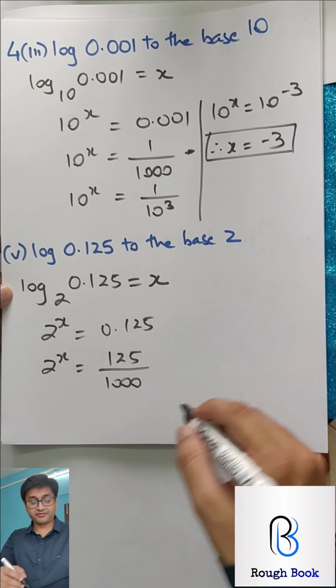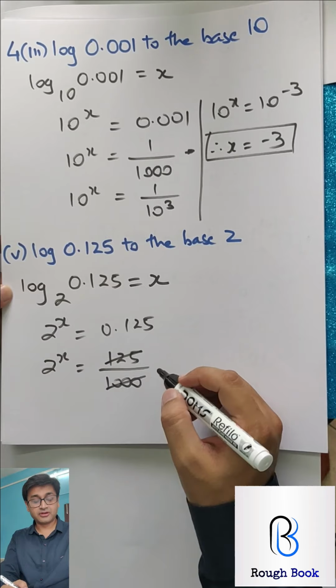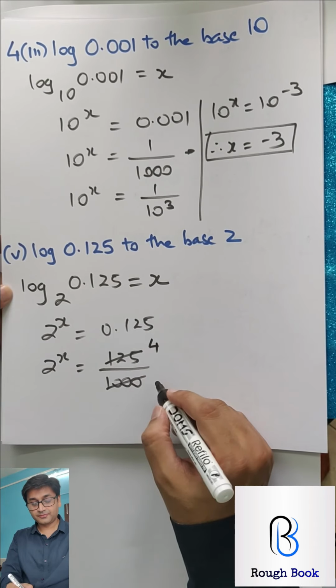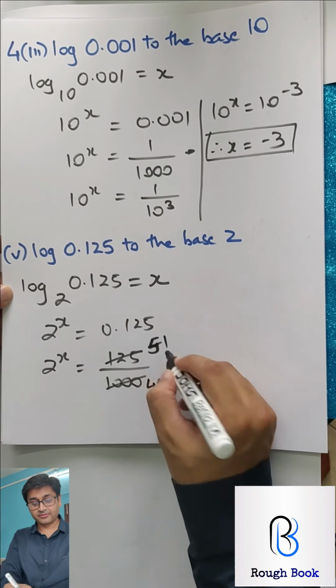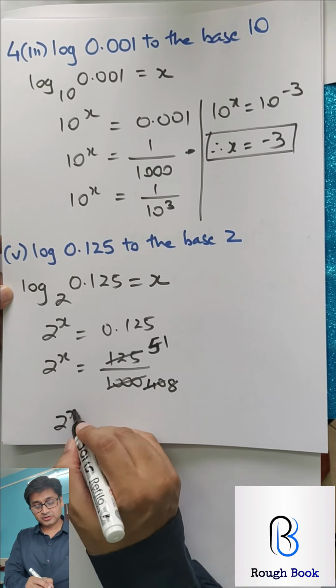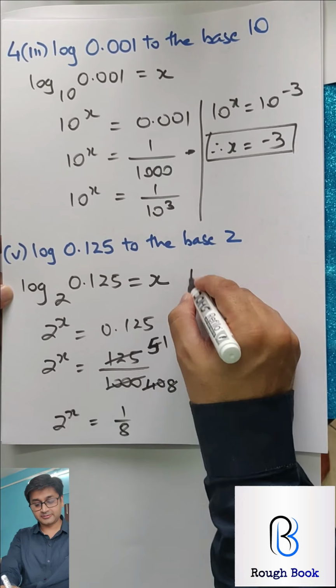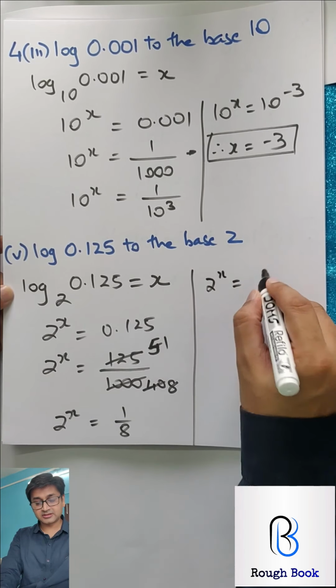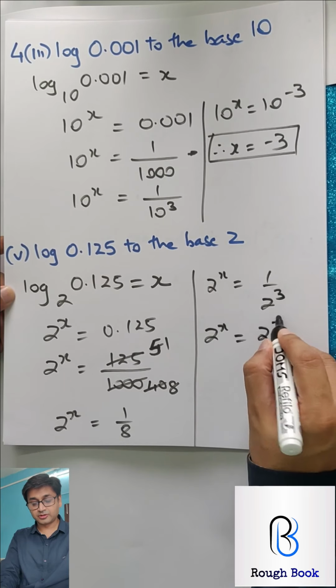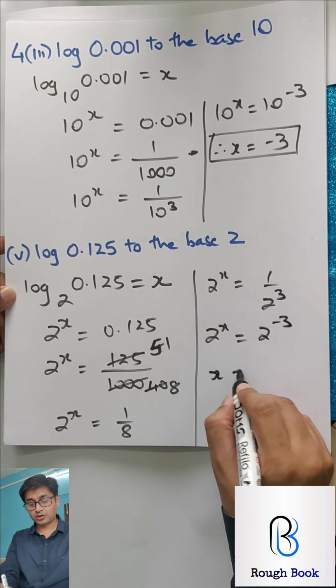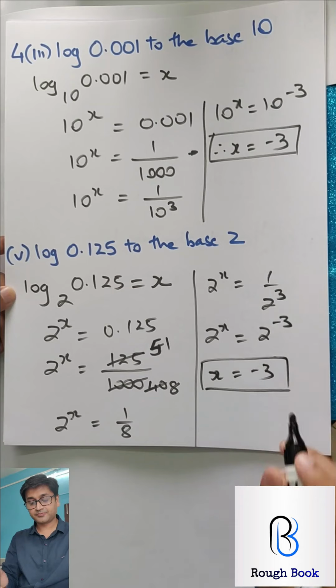Cancel. Divide by 25. So 25 5 times and 25 40 times. 5 ones are 8s are. So 2 raised to x is 1 by 8. So 2 raised to x is 1 by 2 raised to 3. 2 raised to x is 2 raised to minus 3. So what will I get as the value of x?